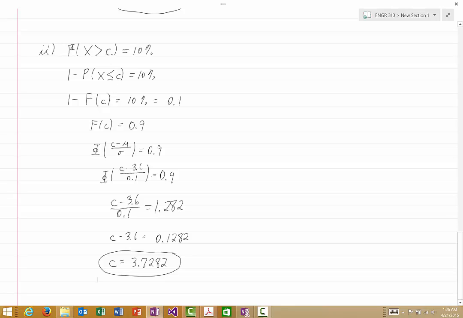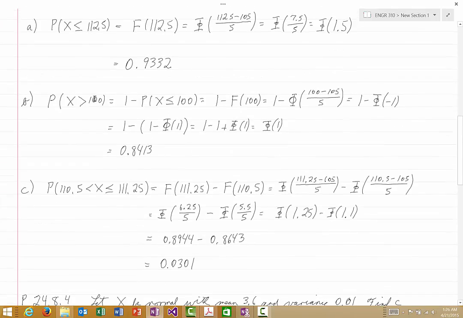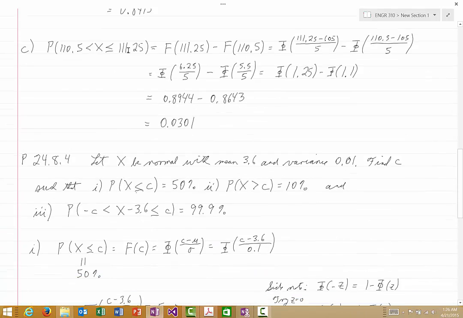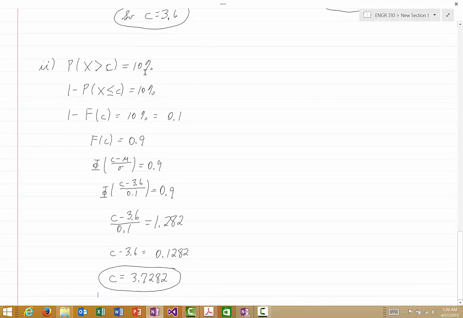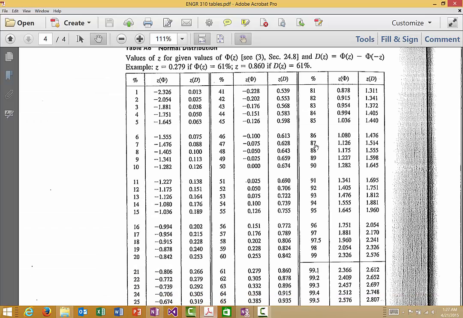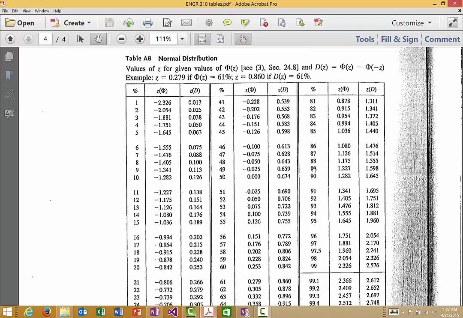So you need to translate first from the probability to the capital F function, also called the distribution function or cumulative distribution function. And then once you have the capital F, you get phi. And once you have phi, you can use tables either A7 or A8. And I believe in this case phi was equal to 90%, so it's very convenient to use table A8.